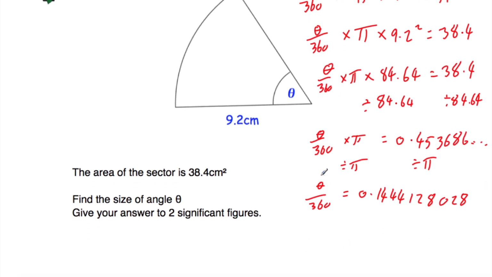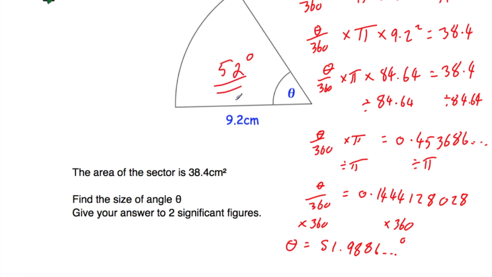Now we want to work out what beta is, so we don't want this divide by 360, so let's times by 360 on both sides. On the left hand side we'll be left with beta, and on the right hand side, if we multiply by 360, we get an answer of 51.9886 and so on degrees. We've been asked to give our answer to two significant figures, so that will be 52 degrees. So beta is 52 degrees, and that's our answer.